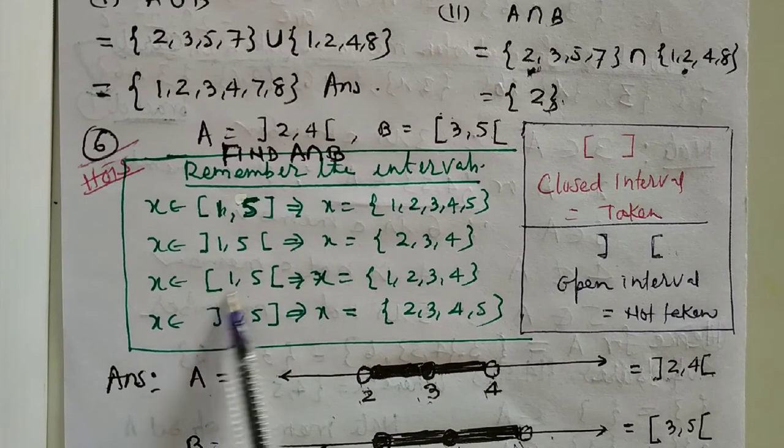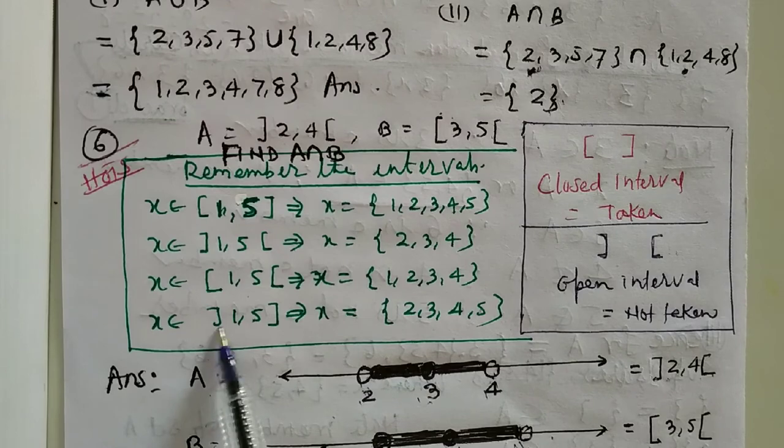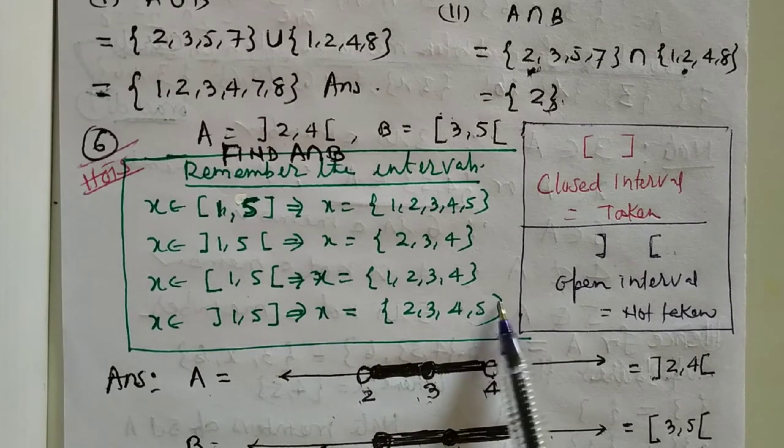1 closed, so 1 is taken, but 5 is not taken. 1, 5 with 1 open: 1 is not taken, but 5 is taken. In between, all are taken.